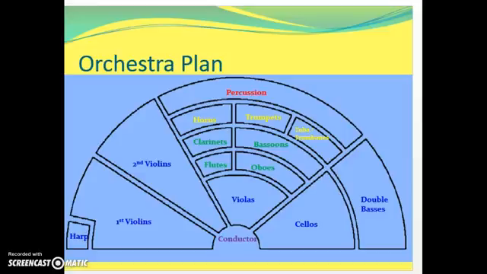This is a seating chart for the orchestra. Usually the harp is up on the front left of the stage, the conductor's in the center, the violins and violas and cellos are in blue along with the double basses, and then we have our woodwinds in green, flutes, oboes, clarinets, and bassoons. Then we have our brass, the horns, trumpet, tuba, and trombone, and then our percussion in the back in red.